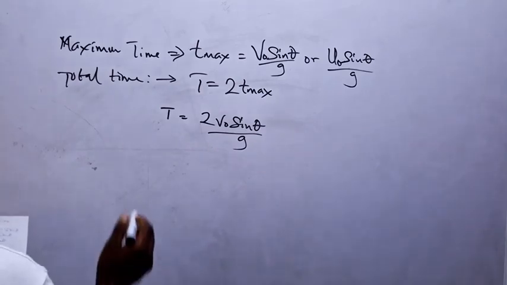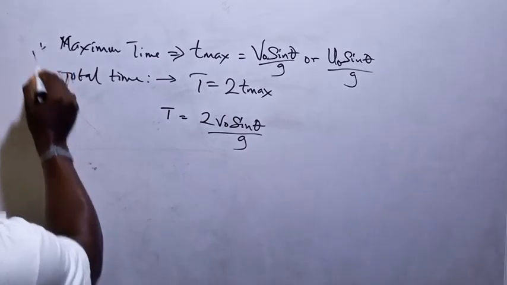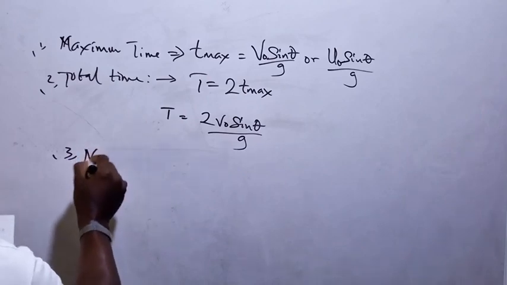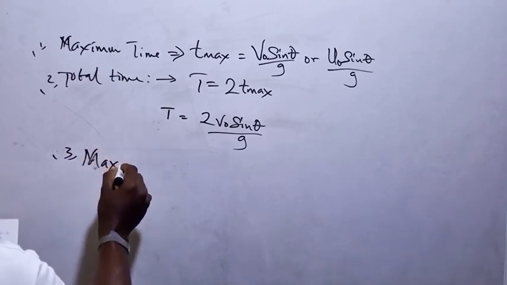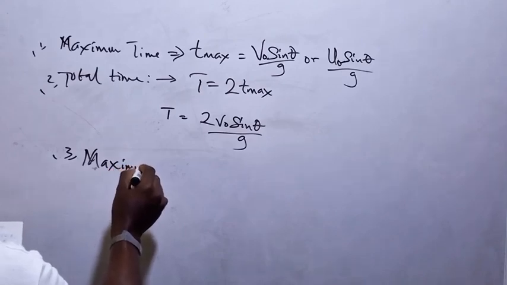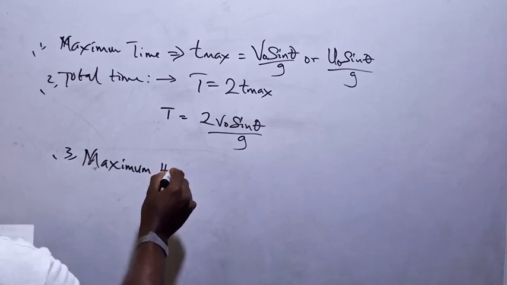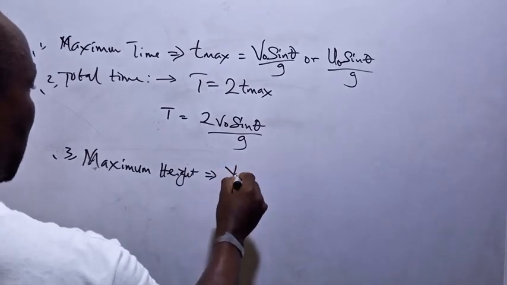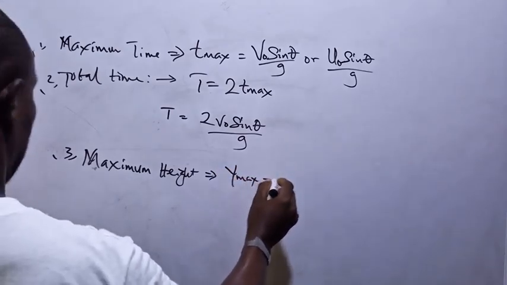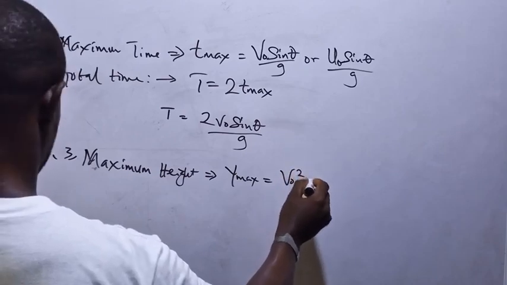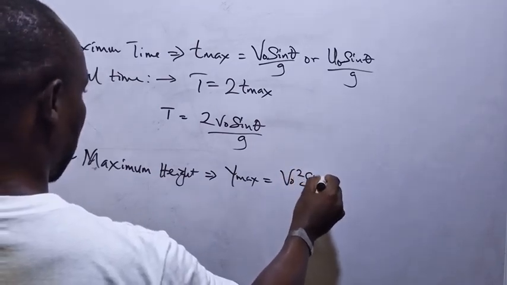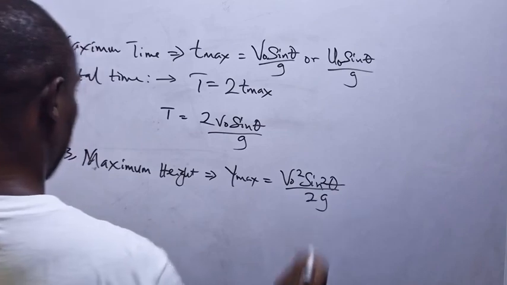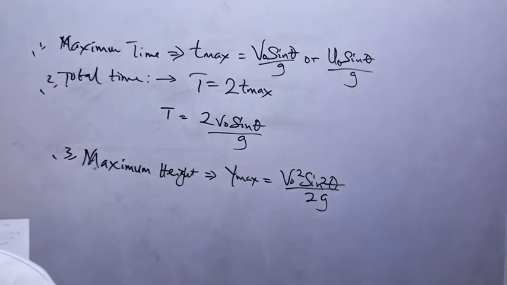The third one is the maximum height, the maximum height to which a fired body can go. The maximum height is represented as y max equals v naught squared sine squared theta over 2g, that's 2 times the acceleration due to gravity.